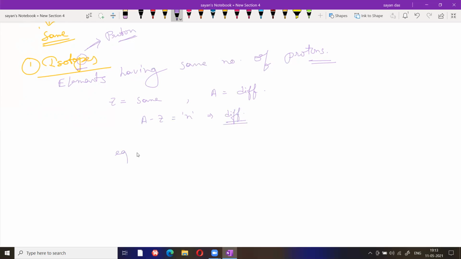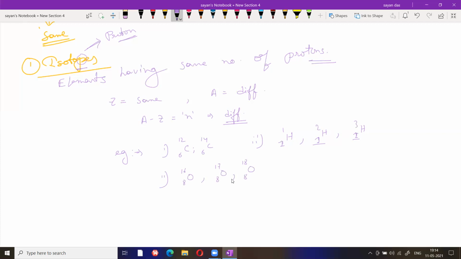Example for isotopes: always remember, in the isotope case, the lower part is always the same. The upper one can be different, but the lower part is always the same. For hydrogen, we all know this is normal hydrogen. Hydrogen 2,1 is deuterium. Hydrogen 3,1 is tritium. Look, in this case the proton number is the same, the atomic number is the same, so they are isotopes. For oxygen, there are 3 isotopes: oxygen 16 is normal, oxygen 17 is very rare, and another isotope is oxygen 18.